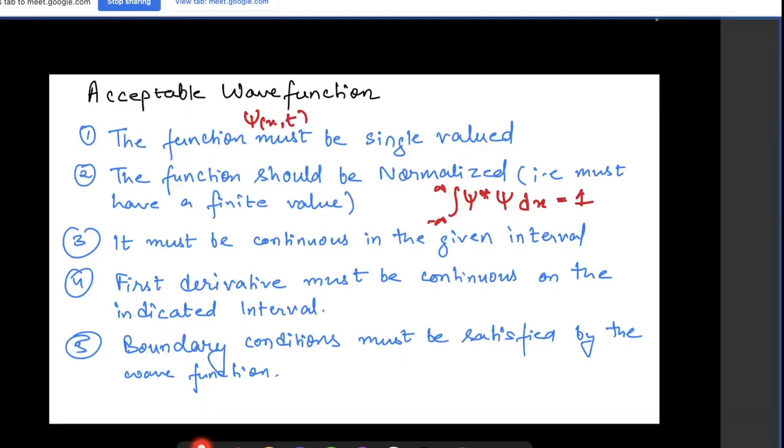The last one is that the boundary conditions must be satisfied by the wave function. When you study the case of, for example, a particle in a 1D box, you will see that there is a set of boundary conditions that my particle or my wave function follows, such that at the boundary my wave function is equal to 0. So these are the points for an acceptable wave function.